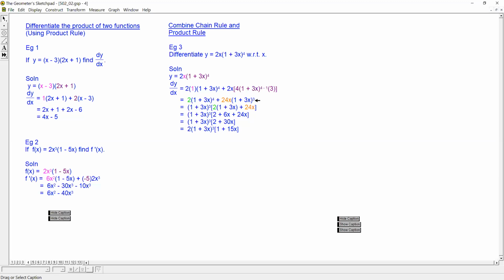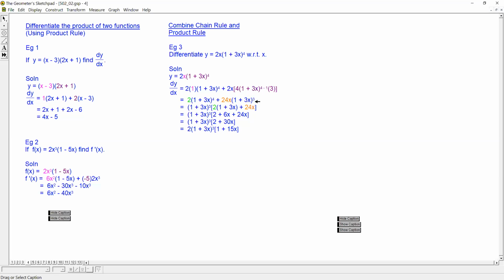Okay, then you look at this, the term in front and the term at the back. They have common factors. The two of them, they have one common factor. The common factor is 1 plus 3x. Now here is 1 plus 3x to the power 3. Here is 1 plus 3x to the power of 4. So the common factor is 1 plus 3x to the power of 3. So I take out 1 plus 3x to the power of 3.